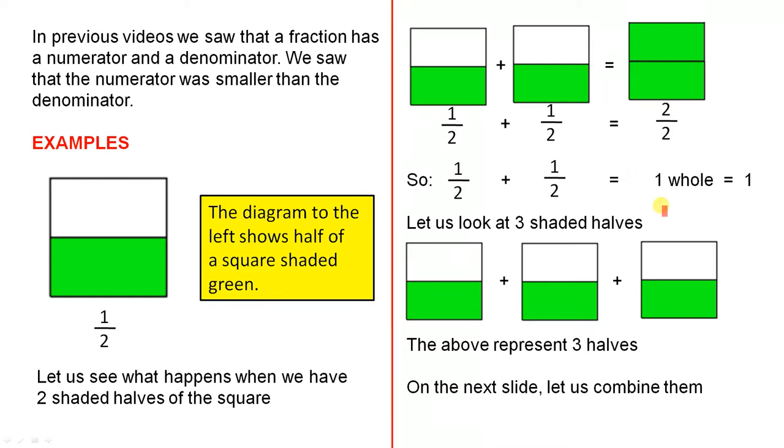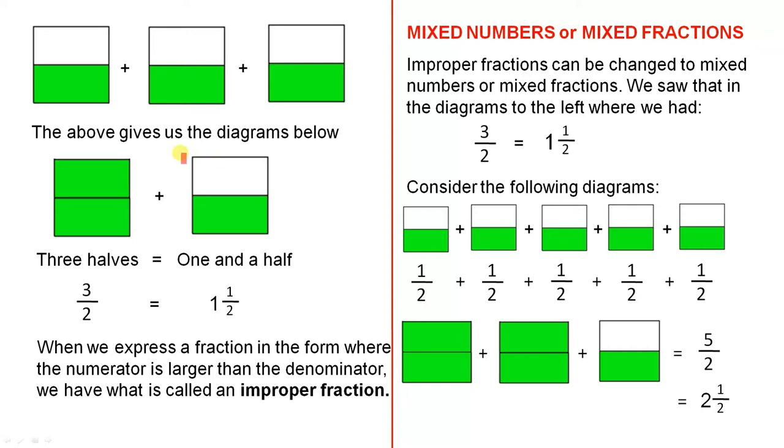Let us look at three shaded halves. So if you've got a shaded half, plus another shaded half, plus another shaded half, the above represents three halves, which are shaded. On the next slide, let us combine them. So we have a half, plus a half, plus a half. When you combine them, there's one half there, one half there, and another half there.